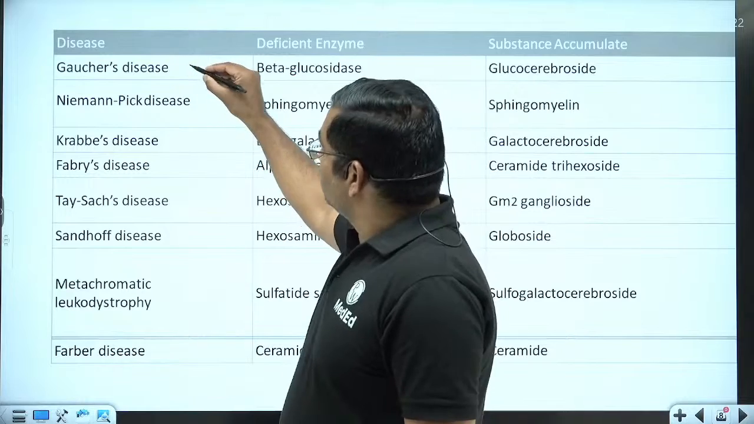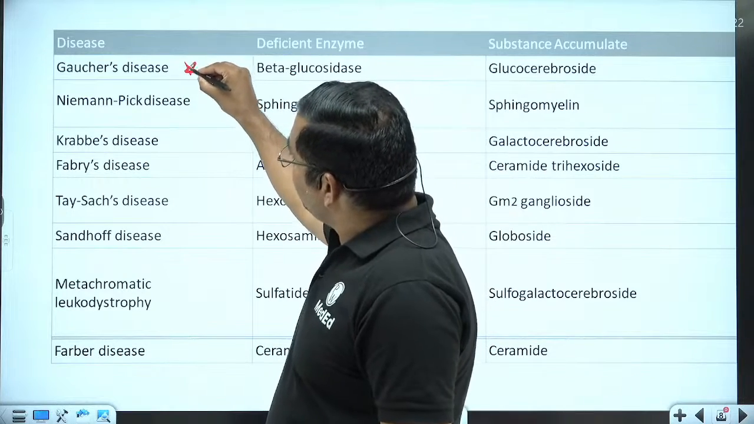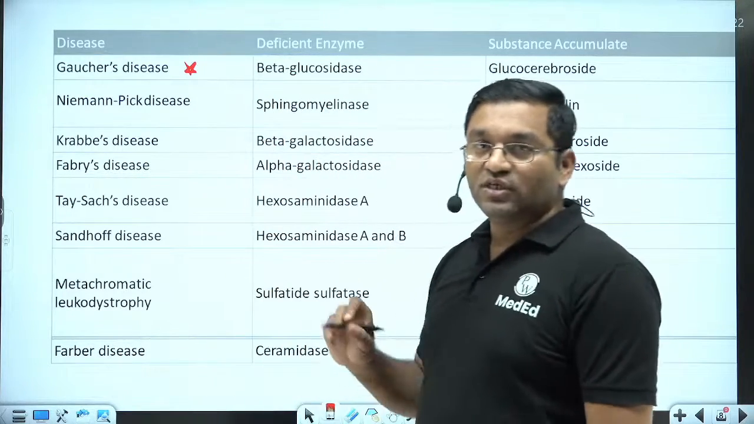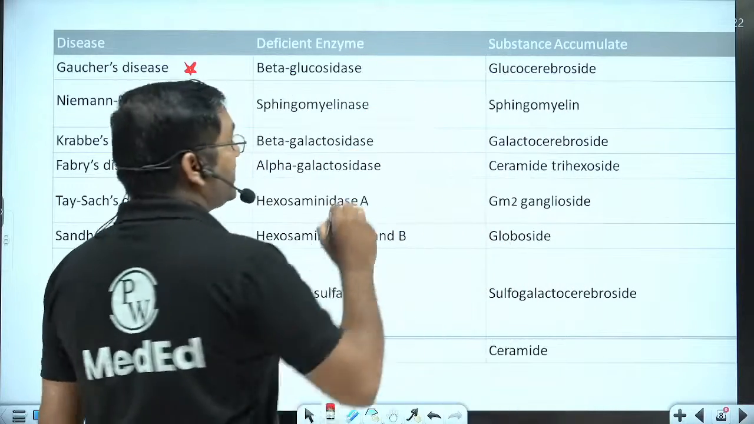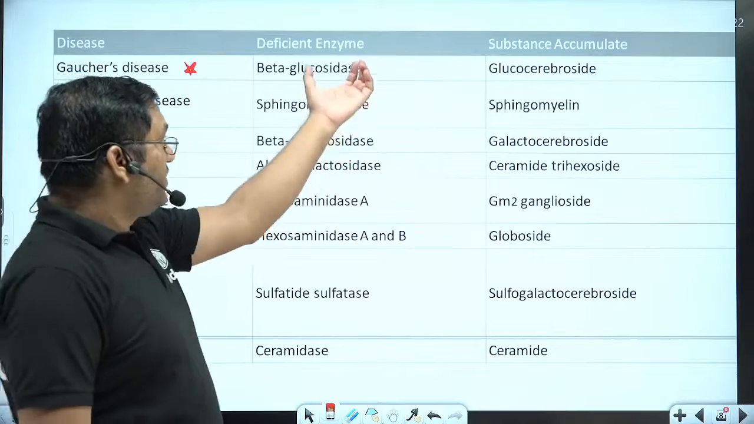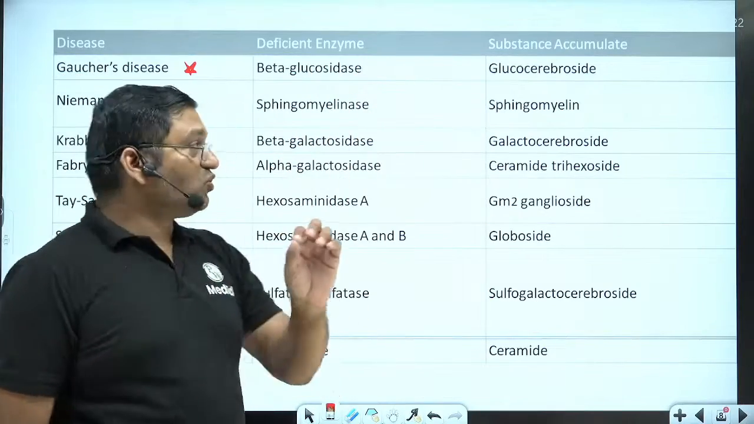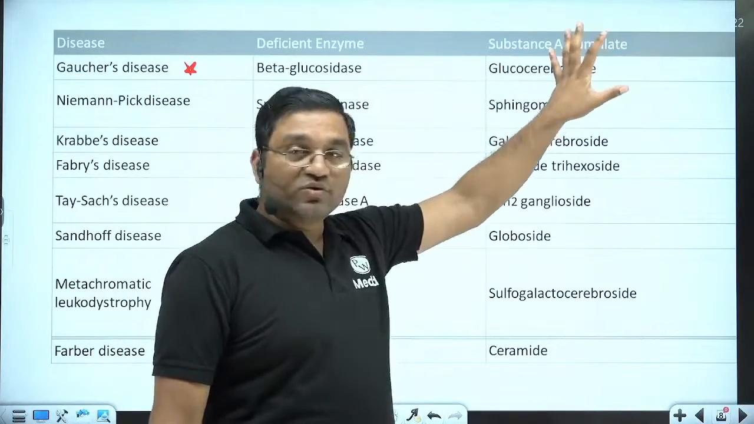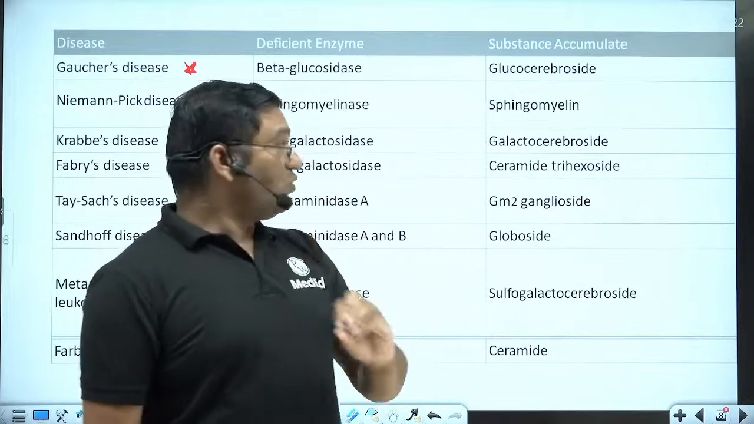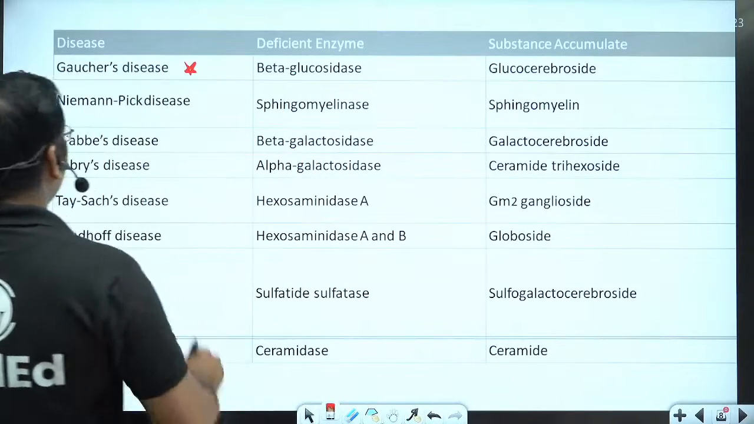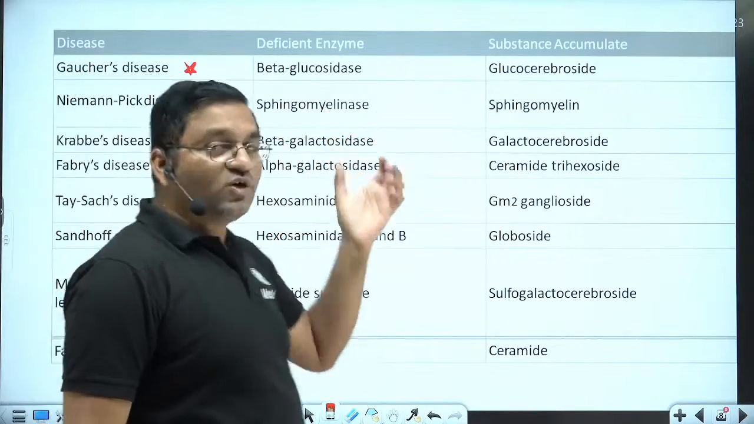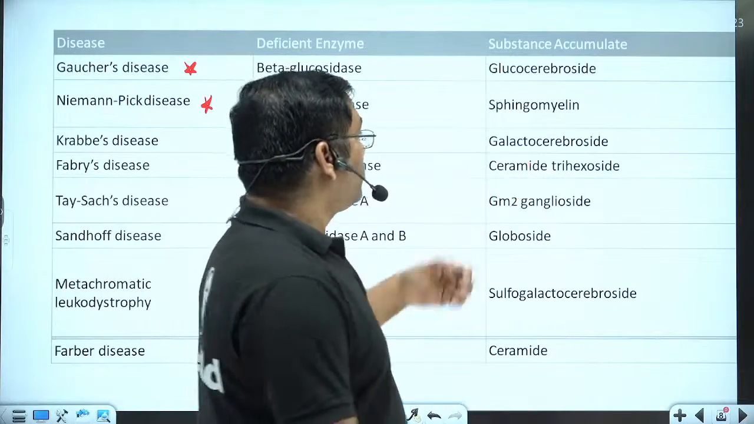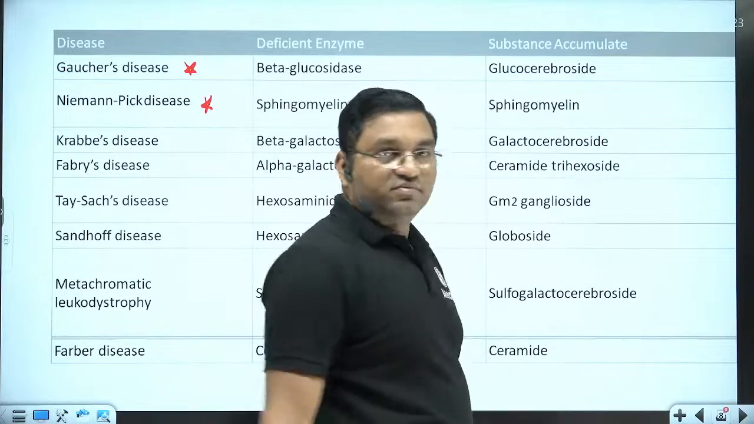Gaucher's disease, okay, there is involvement of liver, spleen and bone marrow, defect in the enzyme beta glucosidase or glucocerebrosidase, and accumulated compound is glucocerebroside. Okay, Niemann-Pick disease, this is due to defect in the sphingomyelinase, and accumulated product is sphingomyelin.